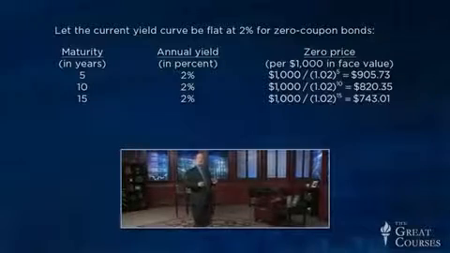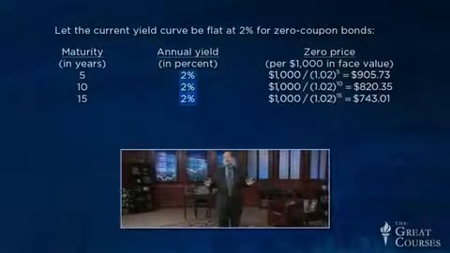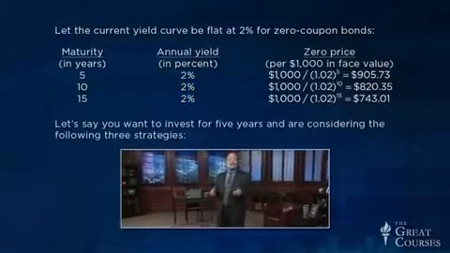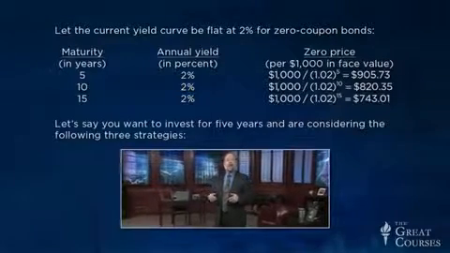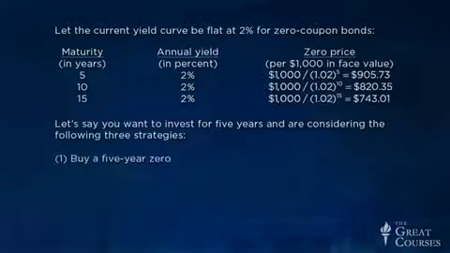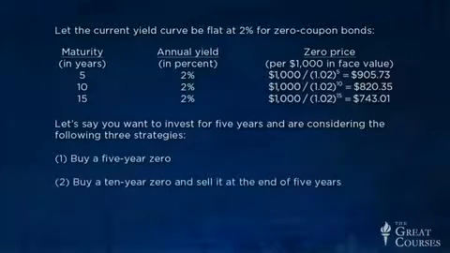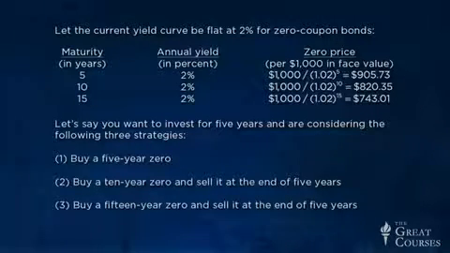To see price risk as clearly as possible, let's consider an example in which there is no reinvestment risk. These examples will have to consider zero coupon bonds only. Let's say that the current yield curve is flat at 2% for all maturities. Let's say that you want to invest for 5 years and are considering the following 3 strategies. 1, buy a 5-year zero. 2, buy a 10-year zero and then sell it at the end of 5 years. And then 3, buy a 15-year zero and sell it at the end of 5 years.